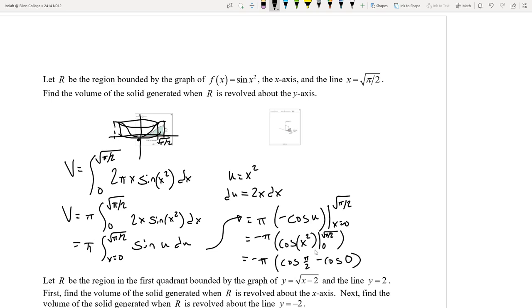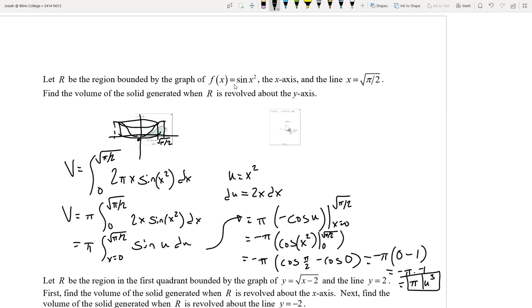Notice that I have a negative pi out front. Your answers for volumes and areas should always be positive, so if you end up with a negative, you know that something's gone wrong. We're hoping here that we end up with a negative inside the parentheses. Cosine of pi over 2 is 0, and cosine of 0 is 1. So we get negative pi times negative 1, and we got pi cubic units. Just pi would be okay. Again, if you end up with a negative, it means something's gone wrong. So that's an example of the shell method.